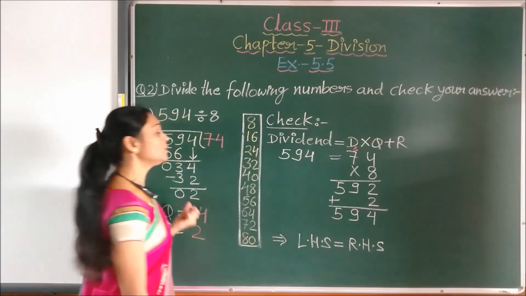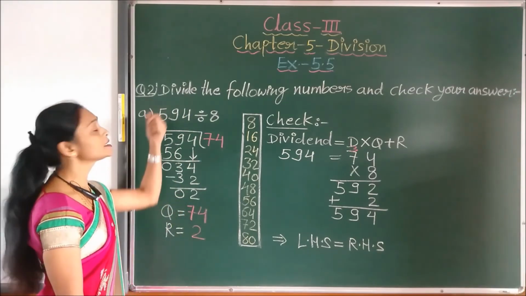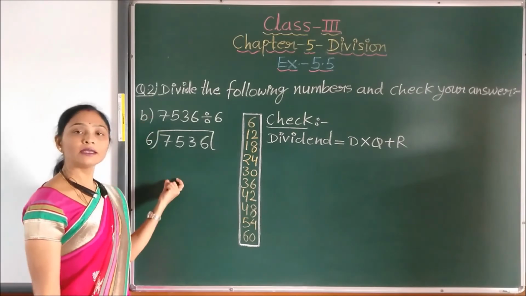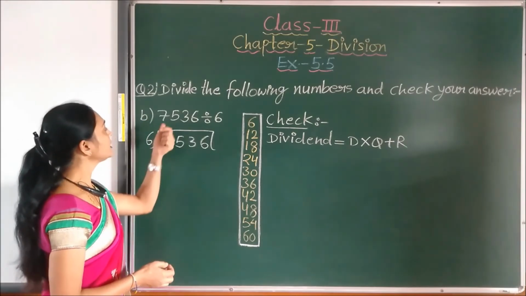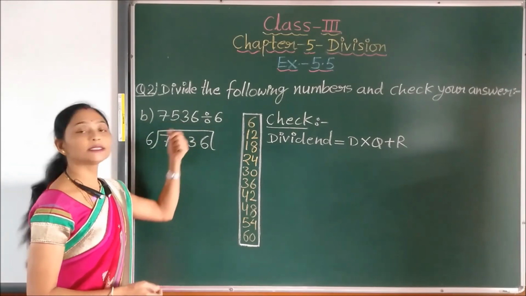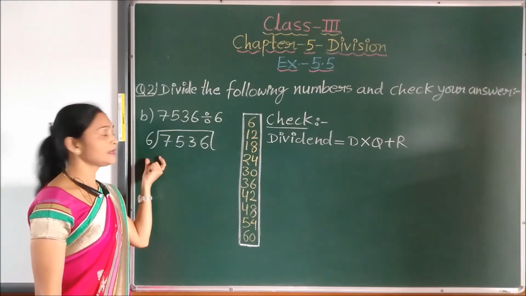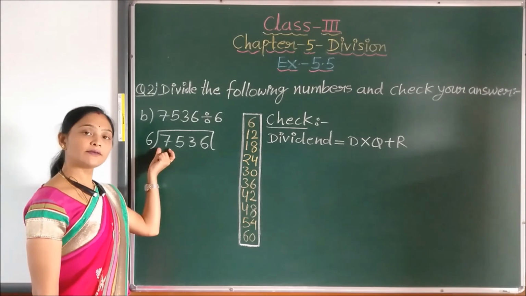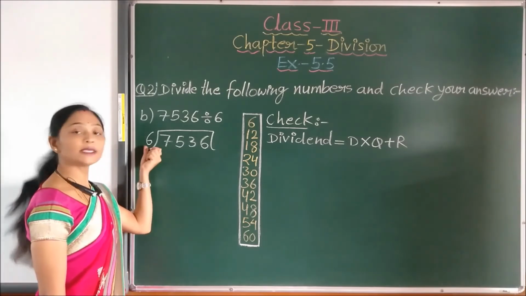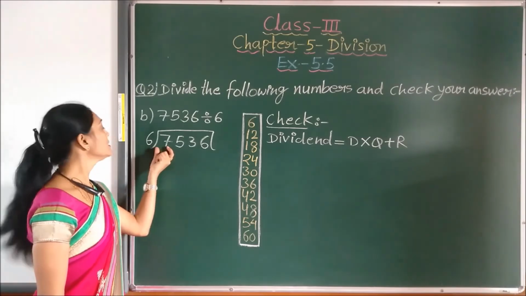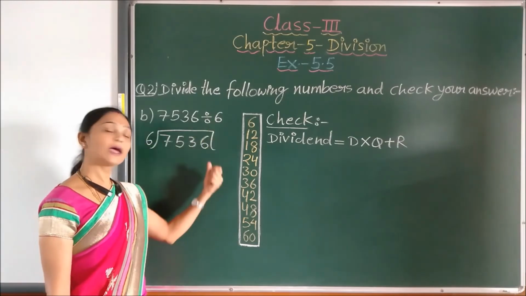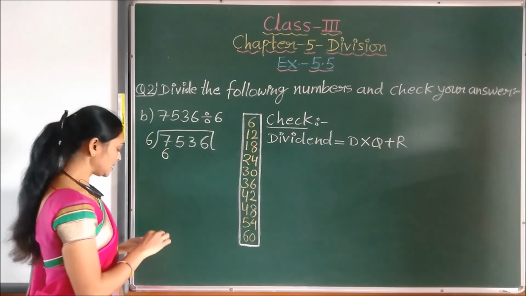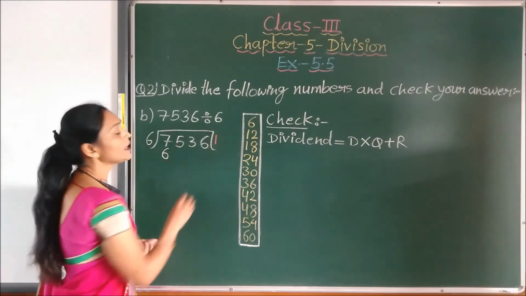Yes, now we will do one more question of this, question number 2. Now let's solve the second one. See here we have to divide this 7536 by 6. Yes, so we have to read the 6th table. We will start with this 7. Yes, 7 is more than 6, so we will take only one digit. So 6th table, how many times we have to read? 6 ones are 6 only. So here we will write 6 and here we have to write 1.